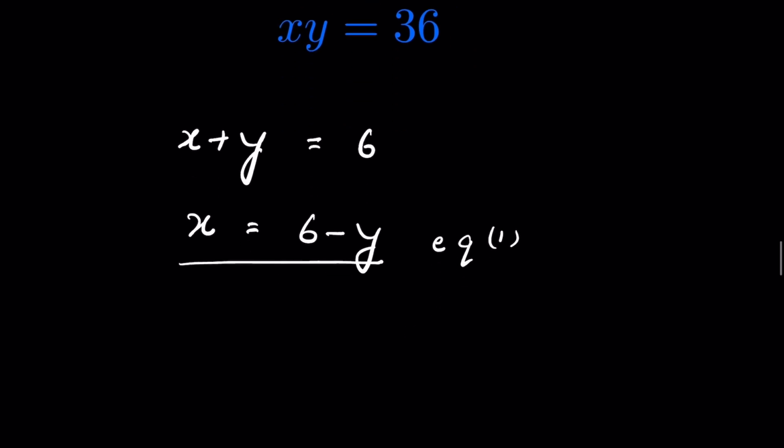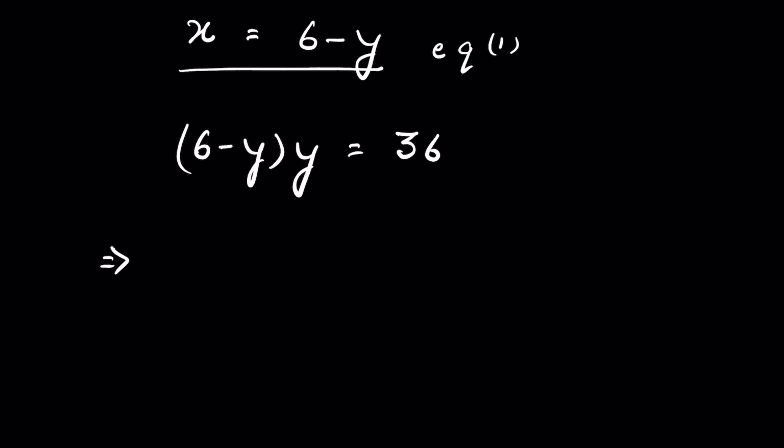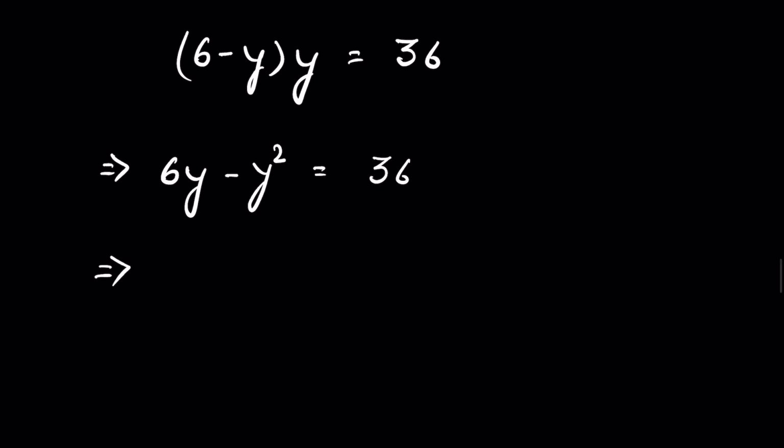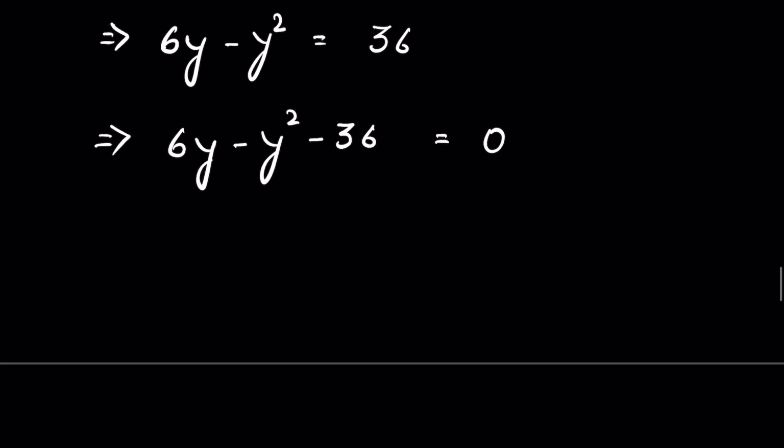Now given xy is equal to 36, so let's put the value of x here. So it is (6 minus y) times y is equal to 36, or 6y minus y square is equal to 36. Subtract 36 from both the sides, then we have 6y minus y square minus 36 is equal to 0. Now we rearrange it. It is minus y square plus 6y minus 36 is equal to 0.